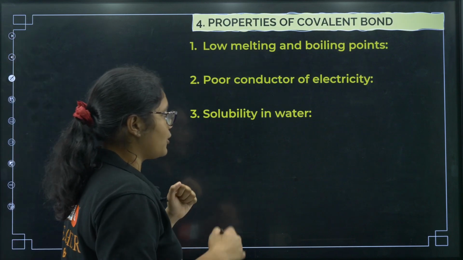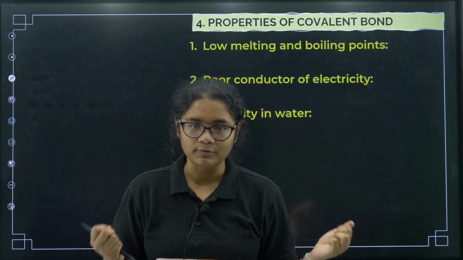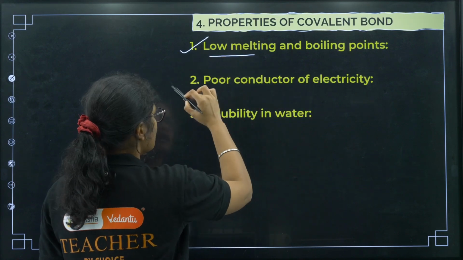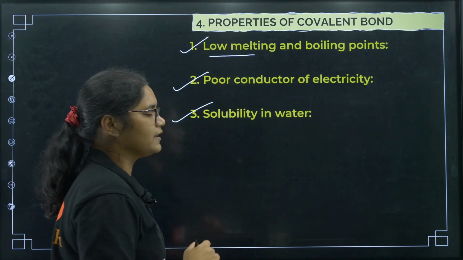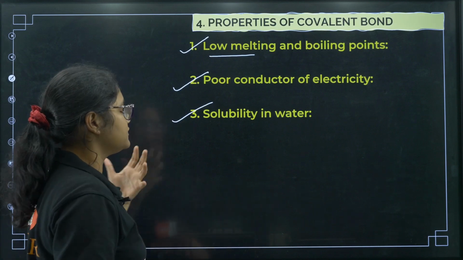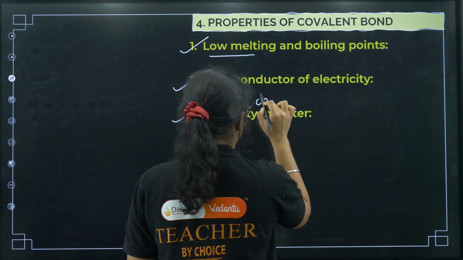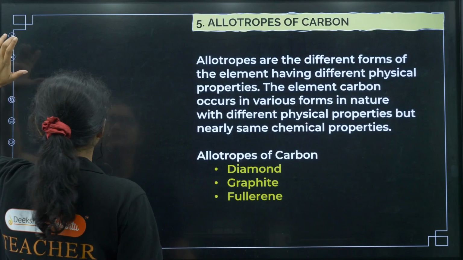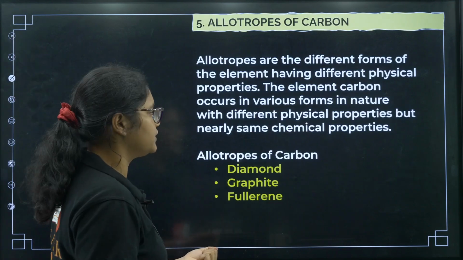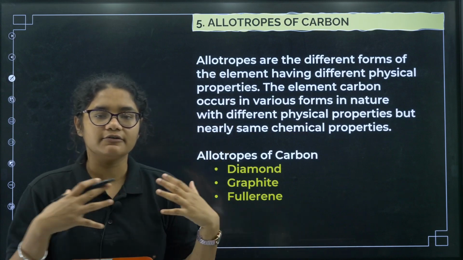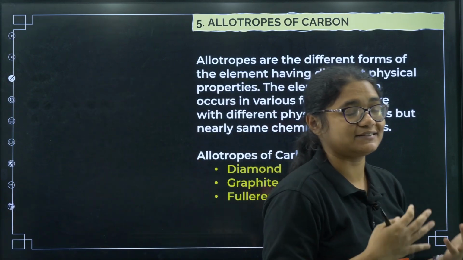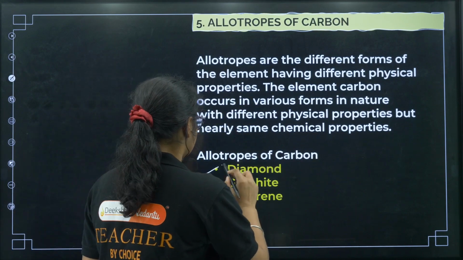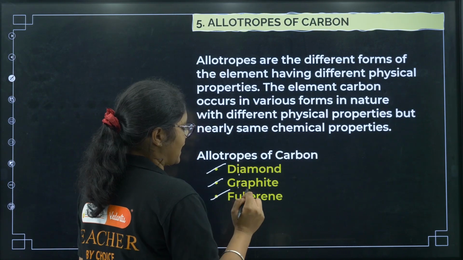Now coming to the properties of covalent compounds. They generally have low melting and boiling points. They are poor conductors of electricity, and they are insoluble in water. Next, coming to the allotropes of carbon. We know what an allotrope is: different forms of the same element existing in nature are called allotropes. Carbon has 3 important allotropes: diamond, graphite and fullerene.